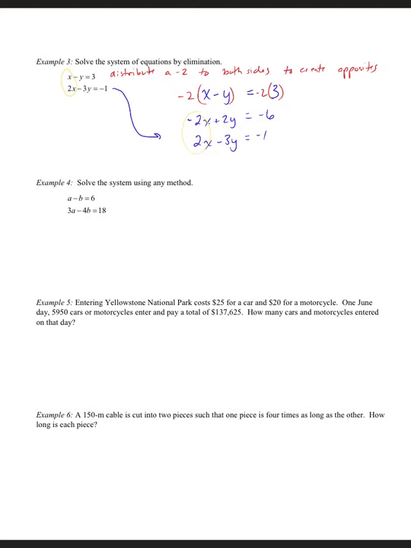So what I'd like you to do now is pause the video and finish this problem. Okay, we get the solution of (10, 7). Again, solutions should always be written as an ordered pair, which means you need to have parentheses around both of your numbers.